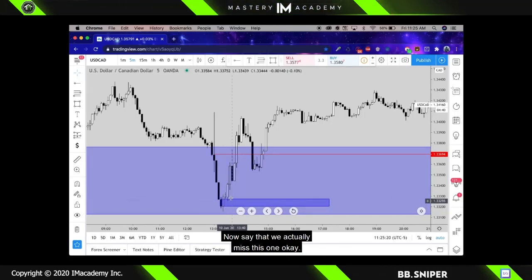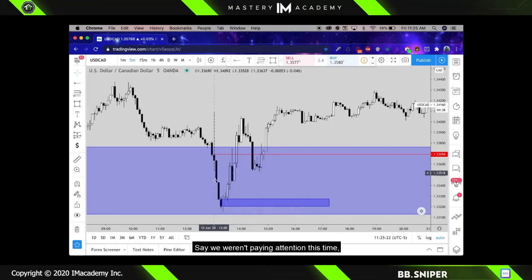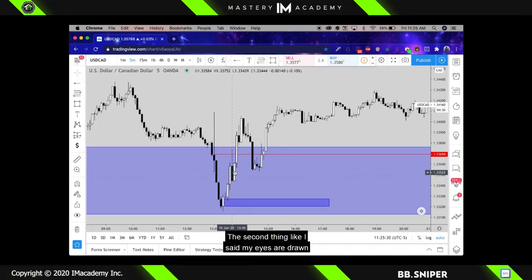Now, say that we actually missed this one. Say we weren't paying attention at this time. That position's already taken place, and we're somewhere up in here now, right? The second thing, like I said, my eyes are drawn to is this area here. Why? Because it's an interruption as we began that bullish momentum.